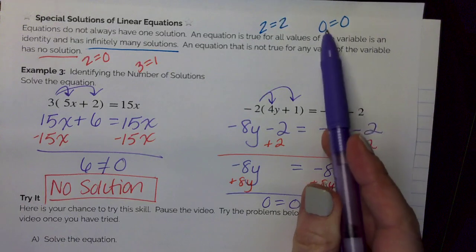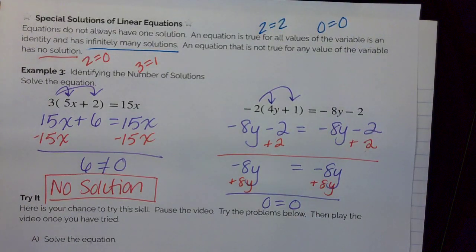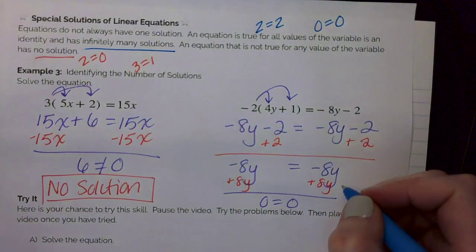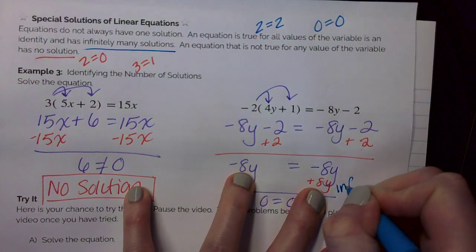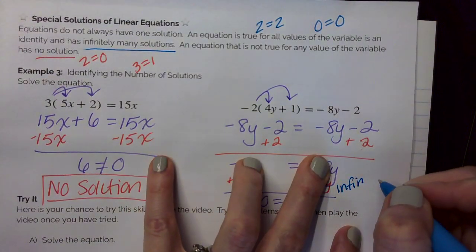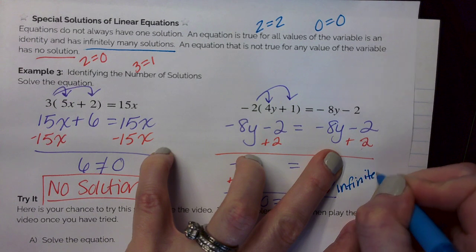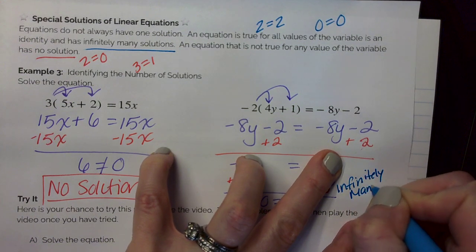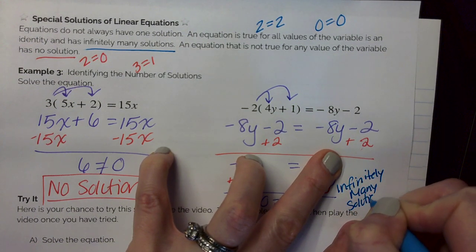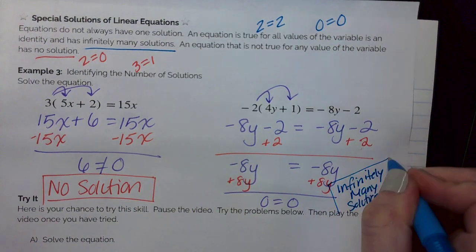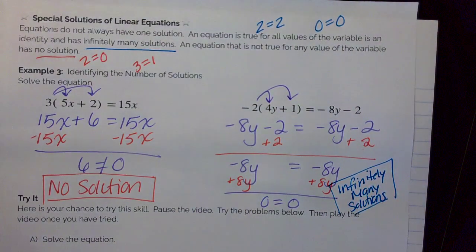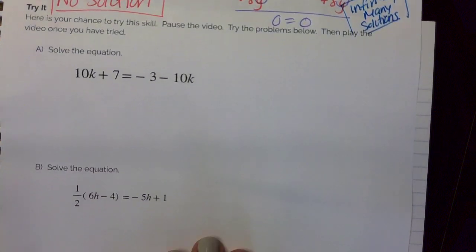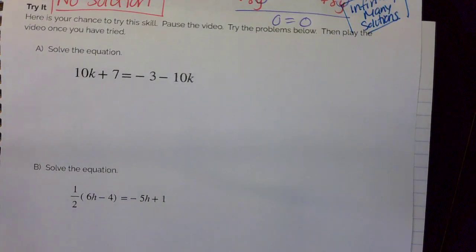And if we get a value equal to itself, that means that there are infinitely many solutions. So let me write that. Infinitely many solutions. Those are your special cases. Let's move to the try it. Unpause, and watch the solutions once you've tried it on your own.